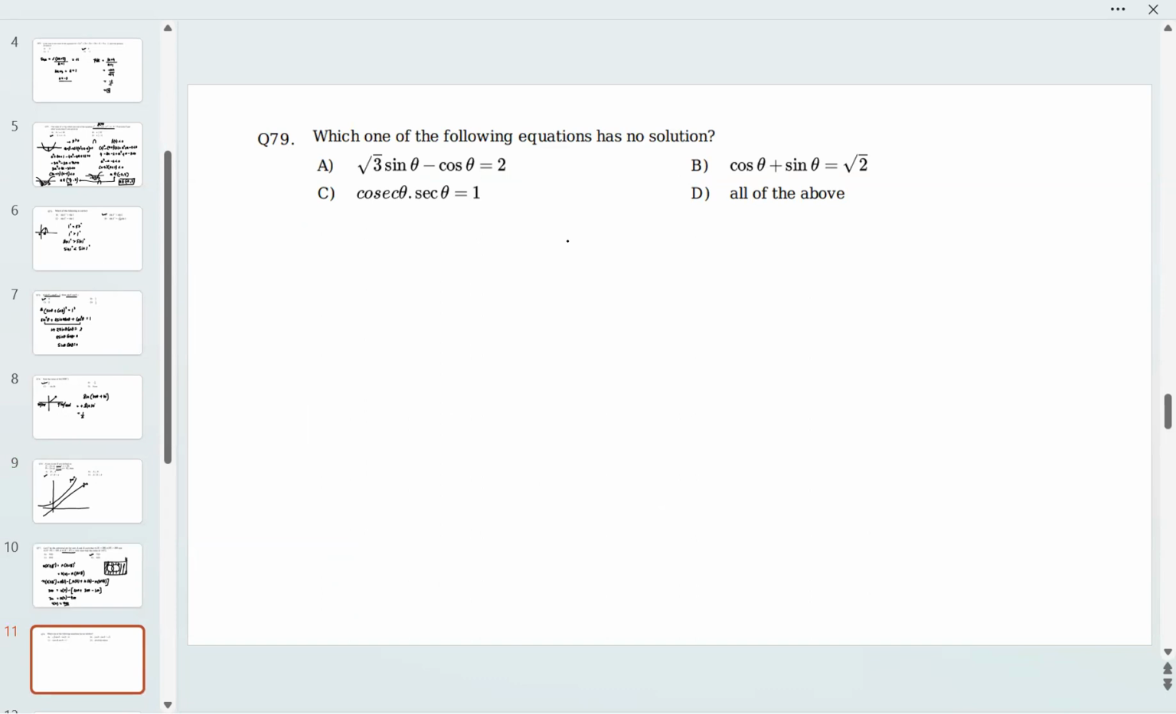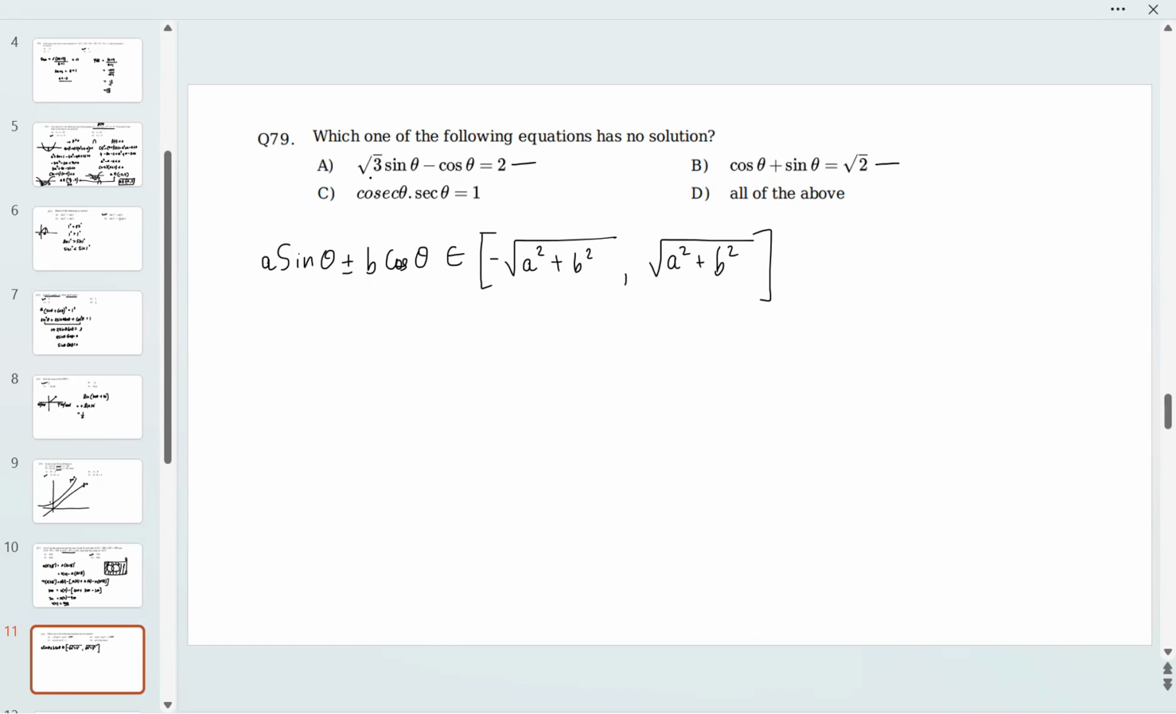Okay, next. Which of the following equations have no solution? For this, we need to know the maximum and minimum value of a sine theta plus or minus b cos theta. A sine theta plus b cos theta lies between, that is, belongs to minus under root of a square plus b square to plus under root of a square plus b square. So here we can check option A and option B.